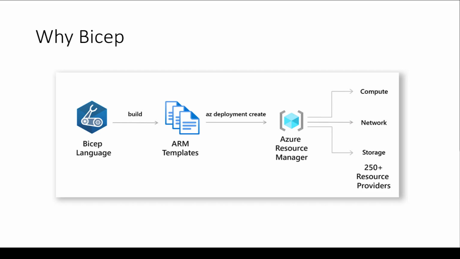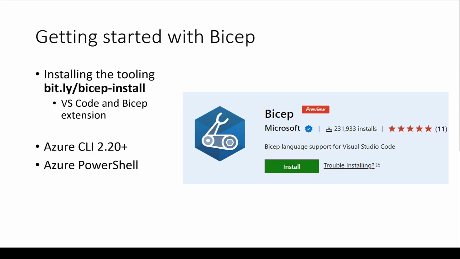This means that we will have all the benefits from the ARM templates, and we will be able to create the definition of the resources and configuration for our environment in Azure with a more simple syntax. To get started with Bicep, I recommend you install the tooling available through this URL. I strongly recommend you use Visual Studio Code and the Bicep extension. Also ensure that you are using the Azure CLI, at least version 2.20 and above, and Azure PowerShell.